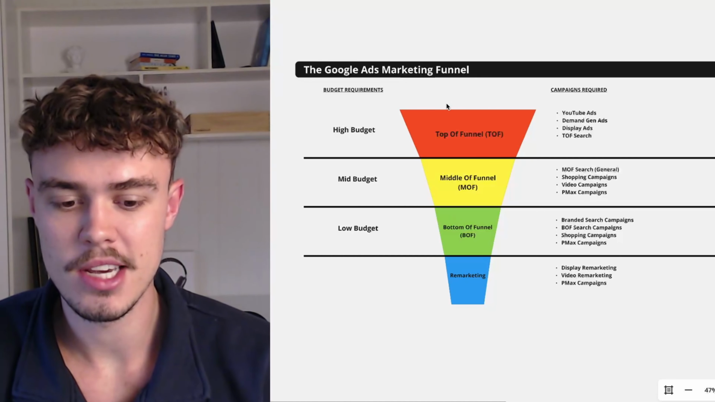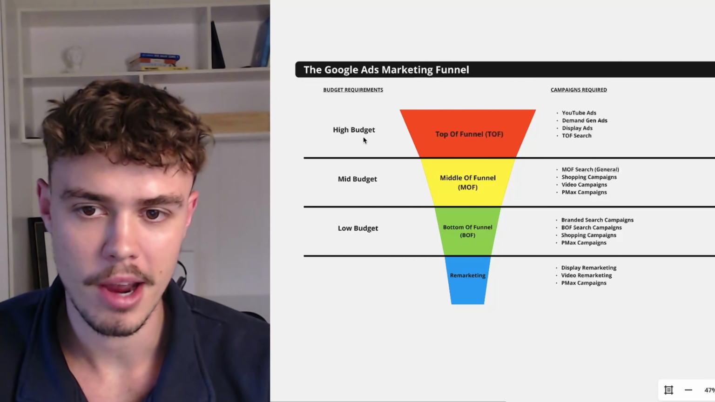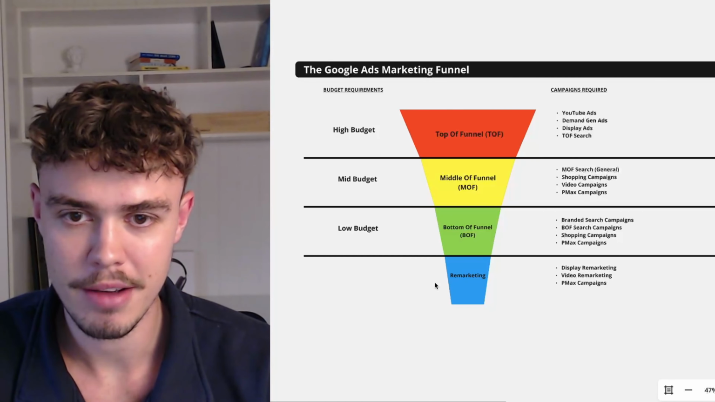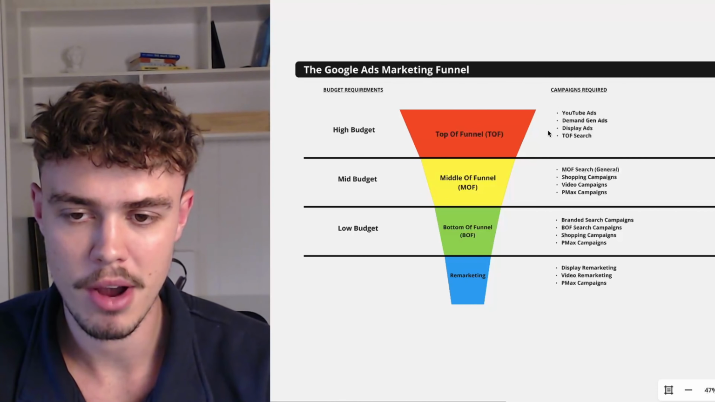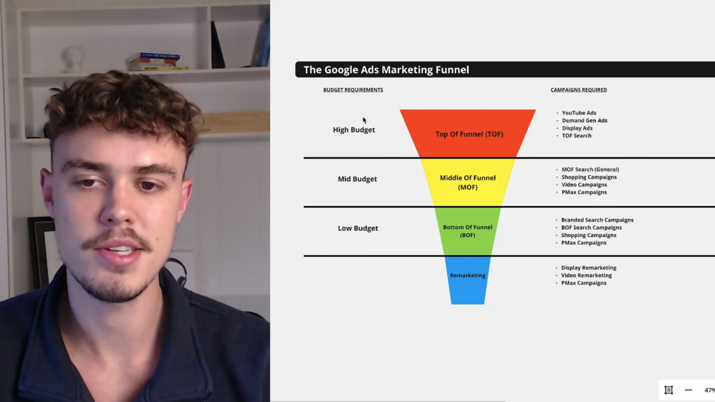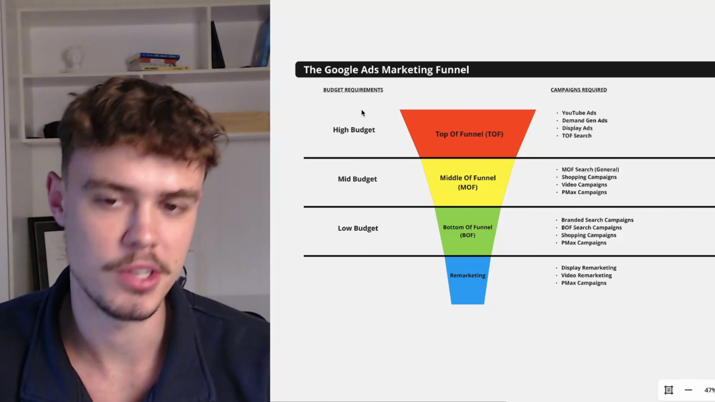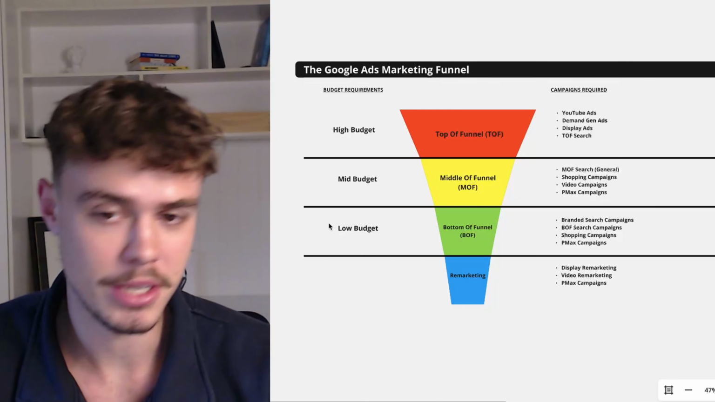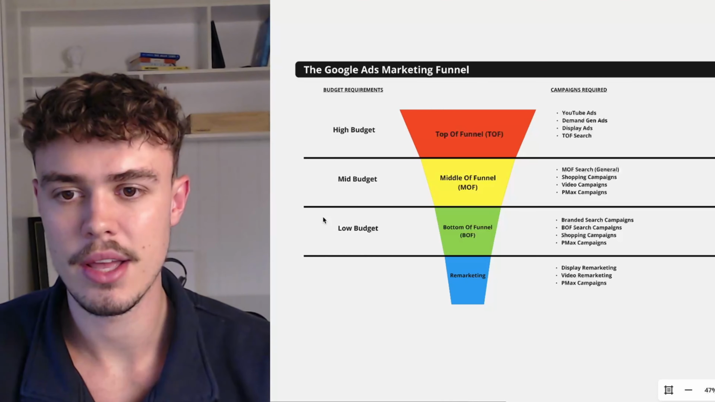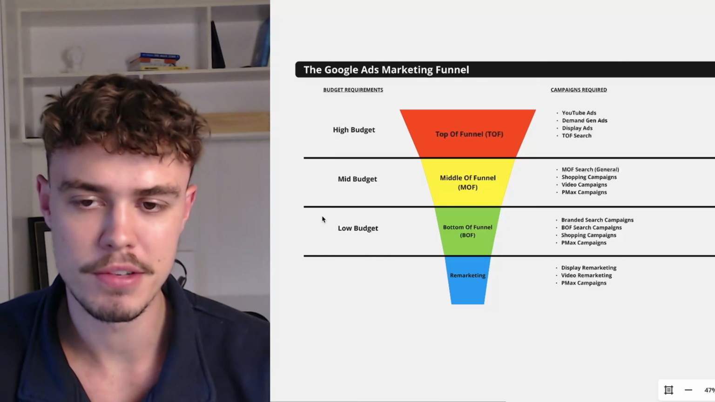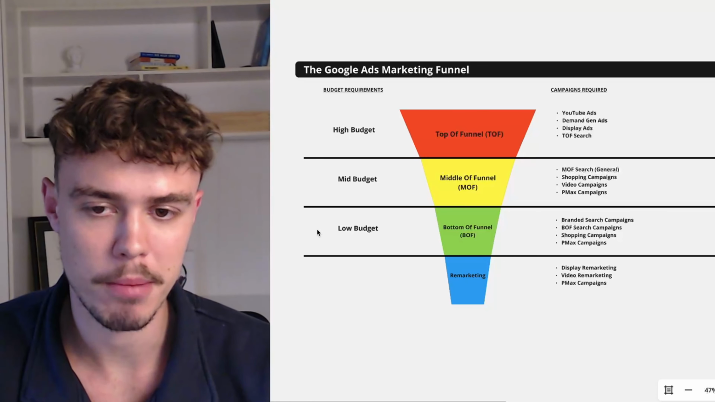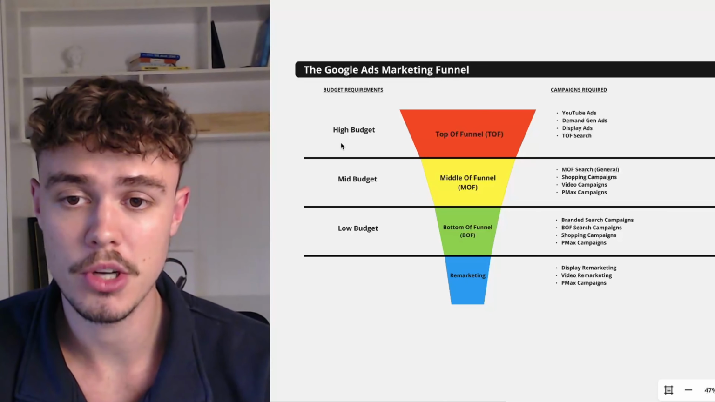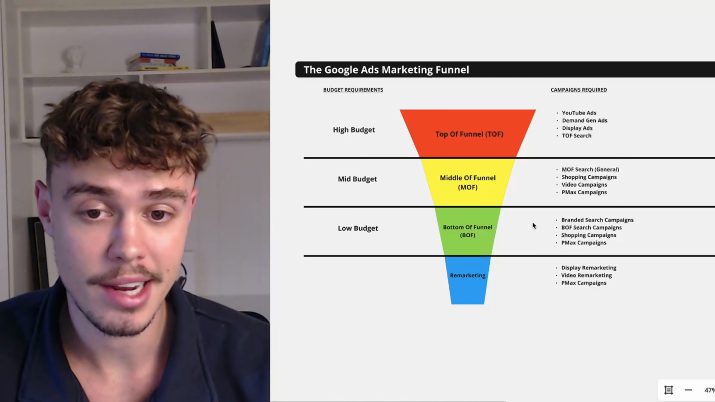So, as you can see here, I've got the Google Ads marketing funnel, okay? And we've got the levels of budget on the left here, and then we've got the campaigns required on the right here. Now, this level of budget, the budget requirements, is not only the budget guidance, but it's also typically the sort of plan of scaling and expansion that I recommend, right? And it always goes from bottom to top. I recommend starting out with bottom of funnel traffic.